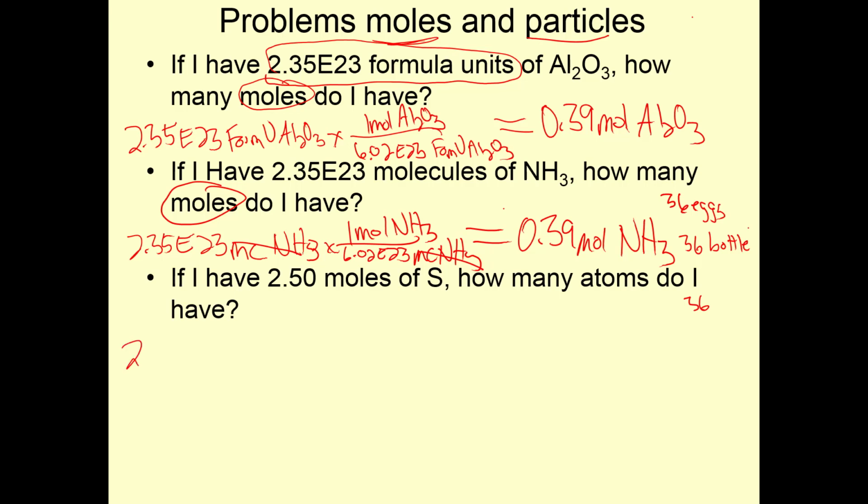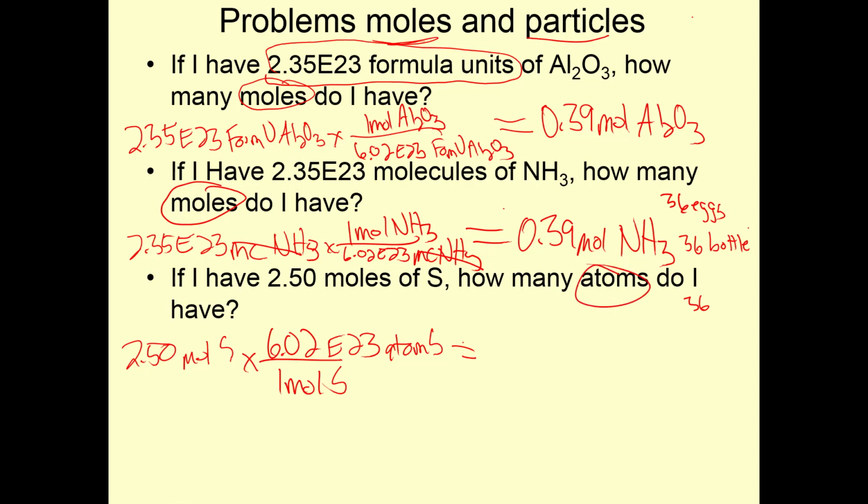If I have 2.50 moles of S, how many atoms do I have? So I hate moles of S, even in this fine Christmas season. And I'm going to go into 6.02 E23 atoms of S. And since I want atoms, I'm done. 2.50 times 6.02 E23, and I get, darn it, why does that happen? Uh-oh, I put 2 decimal places in there. And I get 1.51 E24 atoms of S.